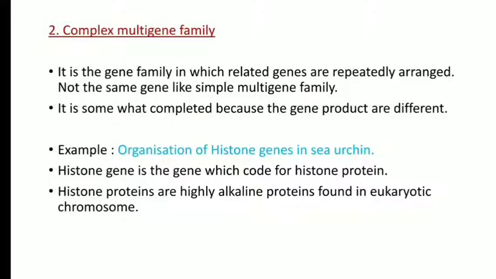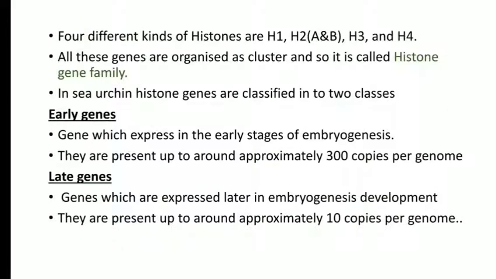Histone proteins are highly alkaline proteins found in eukaryotic chromosomes. 4 different kinds of histone genes are recognized: H1, H2, H3 and H4. All these genes are organized as a cluster, so it is called the histone gene family. In sea urchin, histone genes are classified into 2 classes: early genes and late genes. Early genes are those which express in the early stages of embryogenesis.